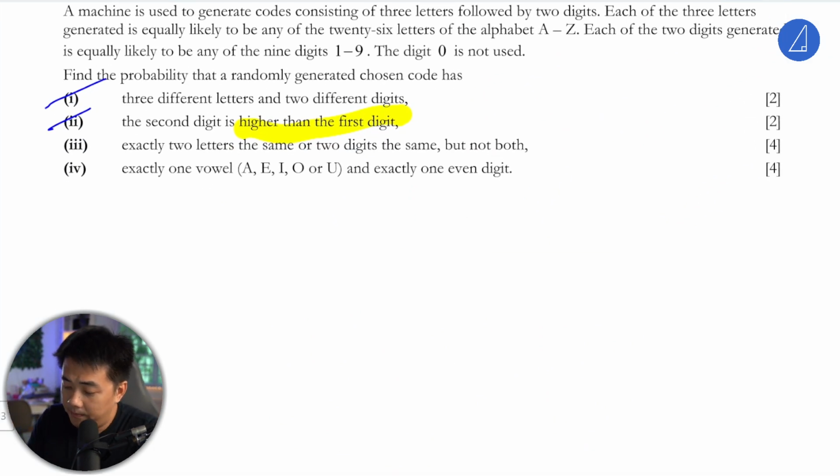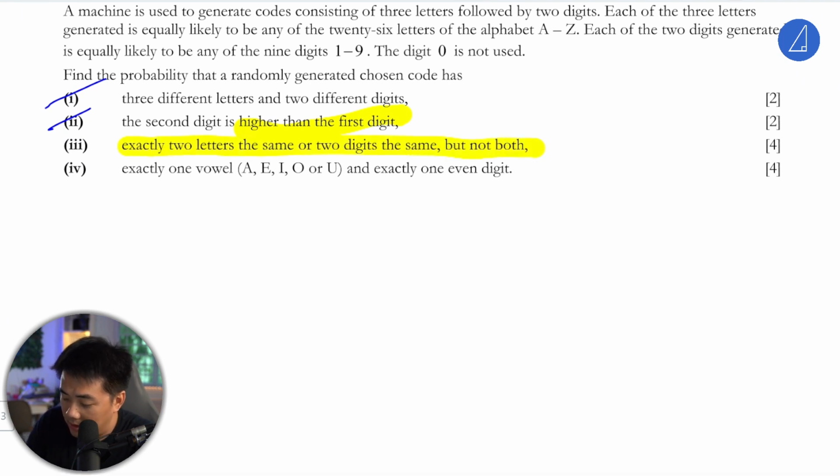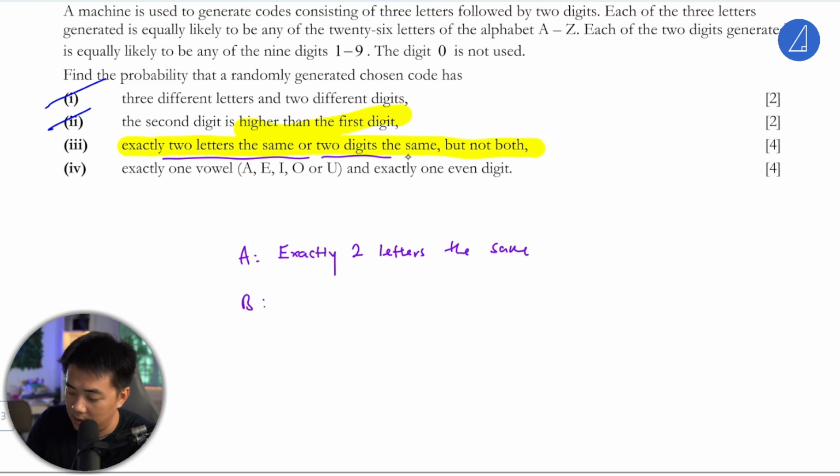Exactly 2 letters the same and 2 digits the same, but not both. I think what we could understand is this. Let's say this is A. A is exactly 2 letters the same. And let's say this is B.